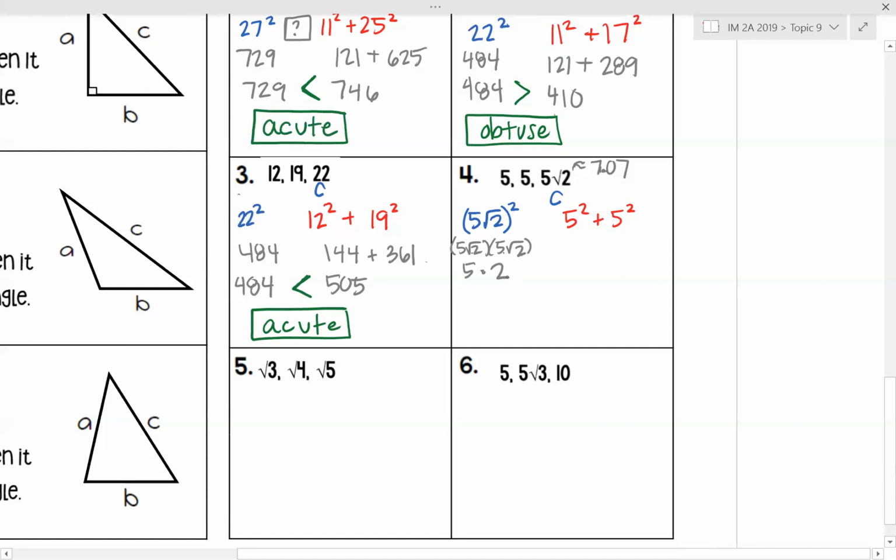So that means that 5 radical 2 squared is actually, oh, sorry, it's not 10. It is 5 times 5, I said was 5, but that's 25 times radical 2 times radical 2 is radical 4. That number is 2. So it's not 10, it's 25 times 2, which is 50. If we think about squaring, 5 squared is 25, plus 5 squared is another 25. And so 25 plus 25 is 50. Since we came up with the same number that's equal, that means that this forms a right triangle.